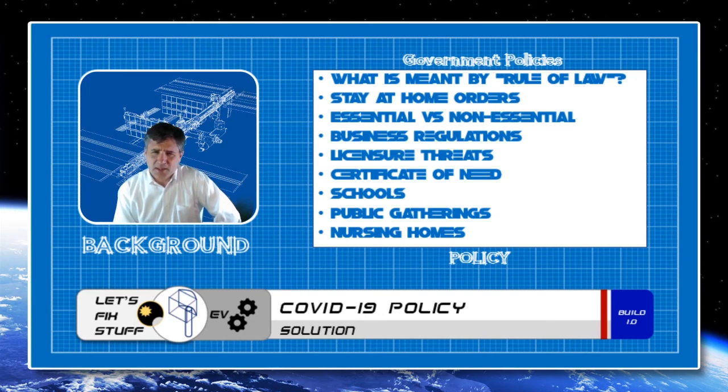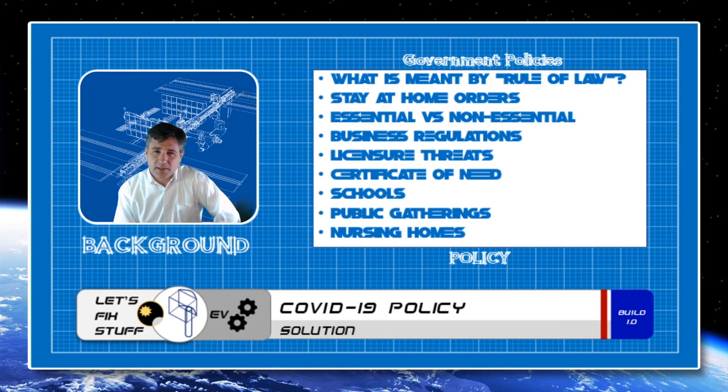A lot of government agencies are attempting to differentiate between essential and non-essential businesses and organizations. There's a lot of business regulations that have been put in place specifically as a result of COVID-19. There's threats to licensure. There's a program that most people don't even know about called Certificate of Need that we want to talk about because it deals with the flattening the curve discussion that we all started with on COVID-19. And then we're going to talk about the impact on schools and talk about public gatherings.